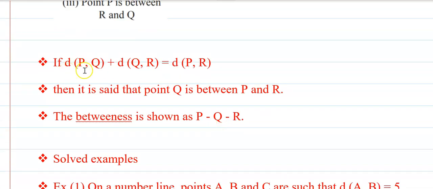If distance PQ plus distance QR is equal to distance PR, which point is common? Q is the common point. From P to Q, Q to R, that is the distance PR. Then it is said that Q is in between P and R. The betweenness is shown as P dash Q dash R. That is, the point Q is in between P and R.